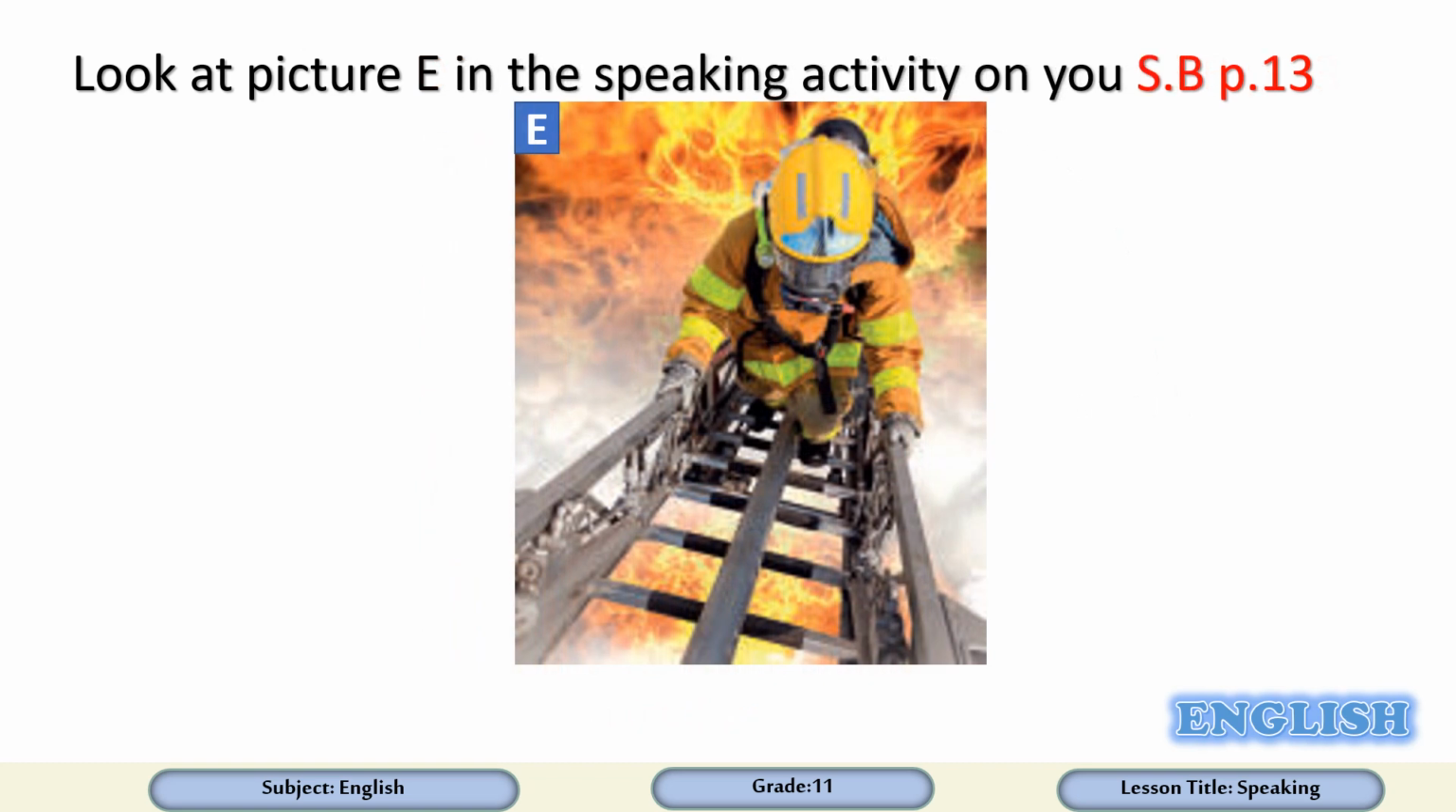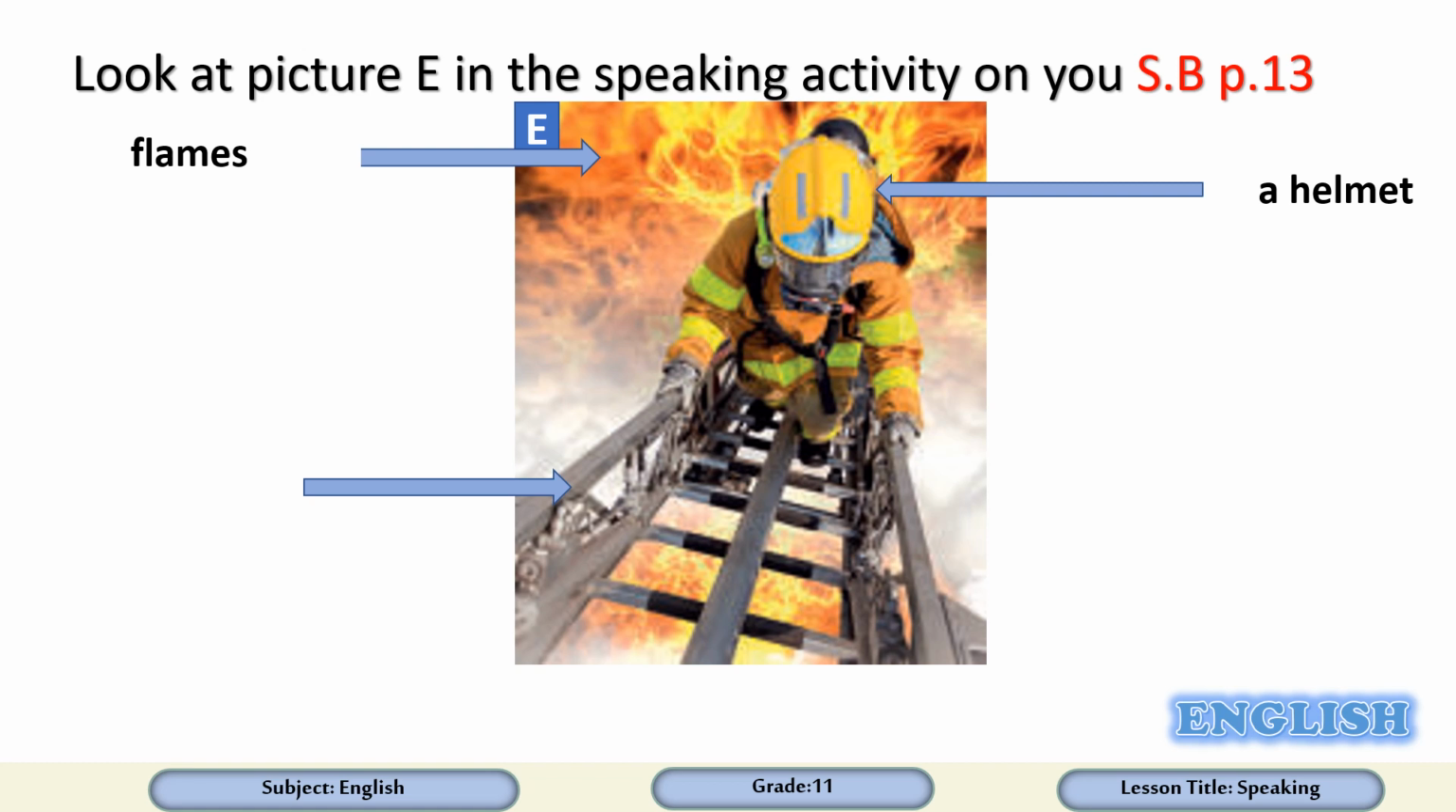Let's finish with picture E now. Look at the man. What's he wearing? Yes, very good. He is wearing a helmet. And what's he surrounded by? Yes, fire. Or another word? Yes, thank you. Flames. And look here, what's this? Good. It's a ladder. So the man is climbing a ladder. What can be his job?